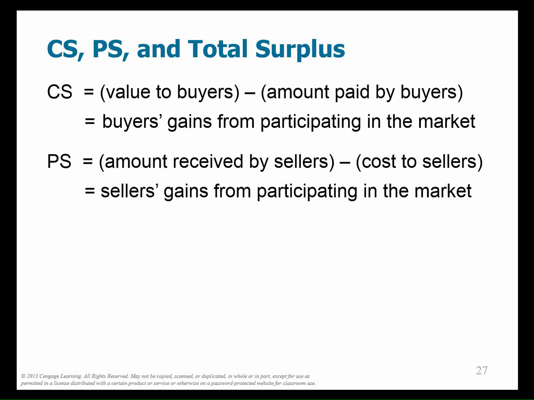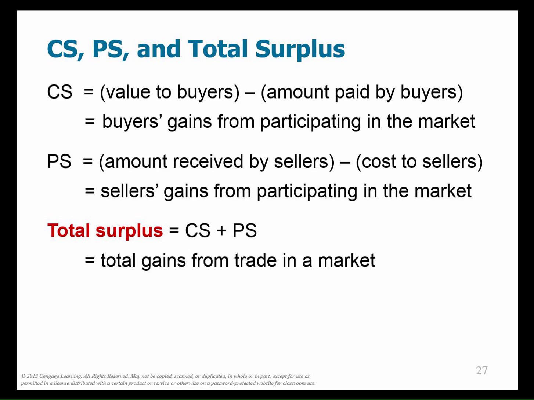All right, so let's think about what this means if we add them all up. Consumer surplus is basically the happiness of consumers. Producer surplus is the profit from sellers. The total surplus is consumer surplus plus producer surplus. That's the total happiness or total monetary value of gains made in the market.